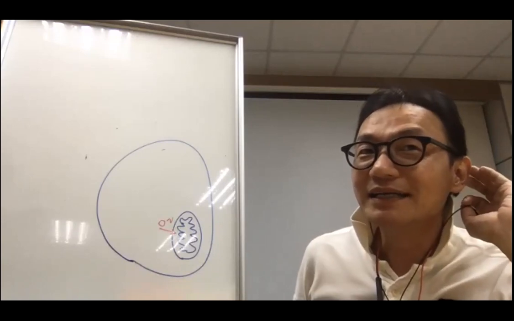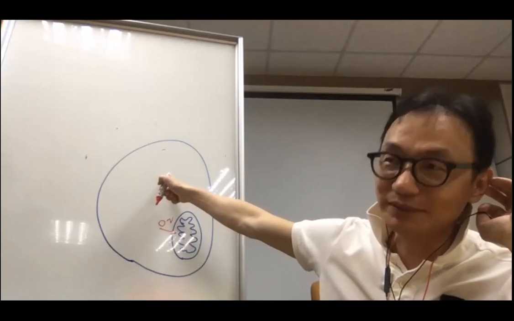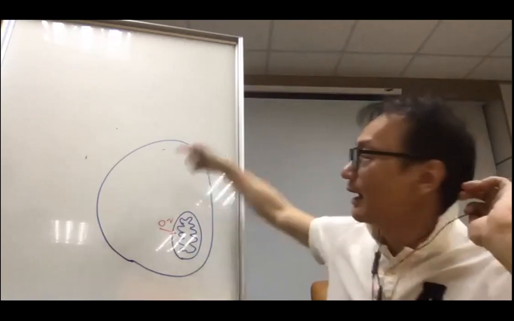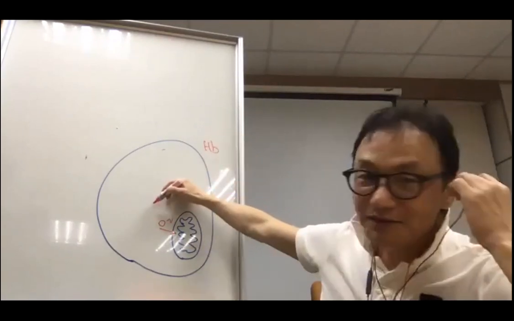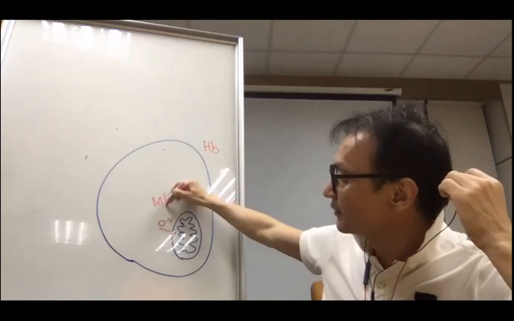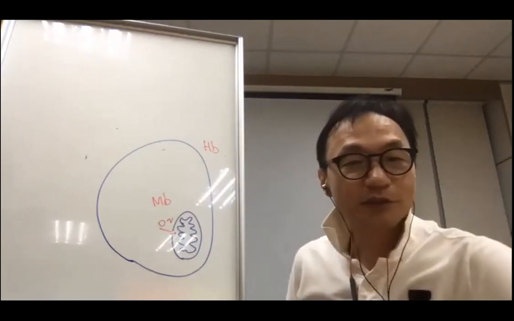Myoglobin? No. Inside the cell. Is it myoglobin? Yeah, myoglobin. Okay. Outside the cell, hemoglobin. Inside the cell, myoglobin. Right? Yeah. Okay. So you understand that.